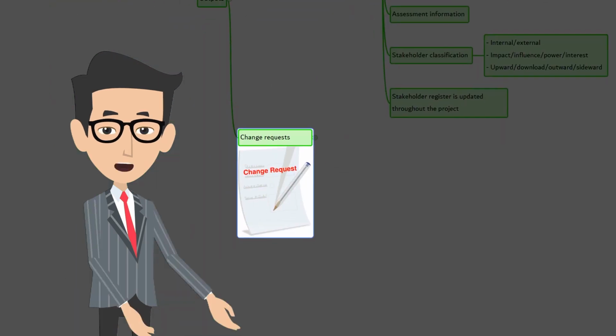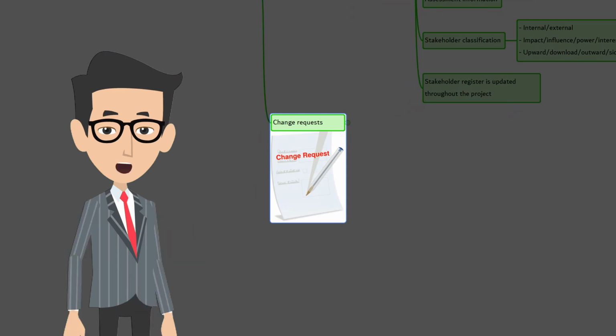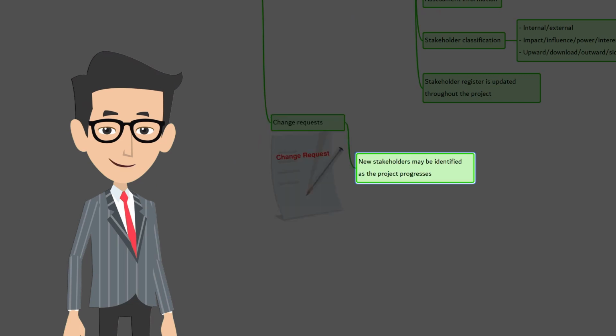The second output is change requests. During the first iteration of identifying stakeholders, obviously, there will not be any change requests. As stakeholder identification continues throughout the project, new stakeholders or new information about stakeholders may result in a change request to the product, project management plan, or project documents.